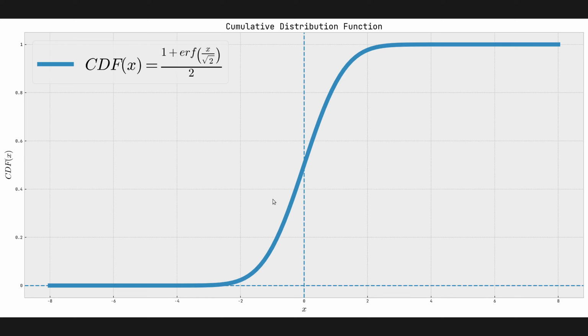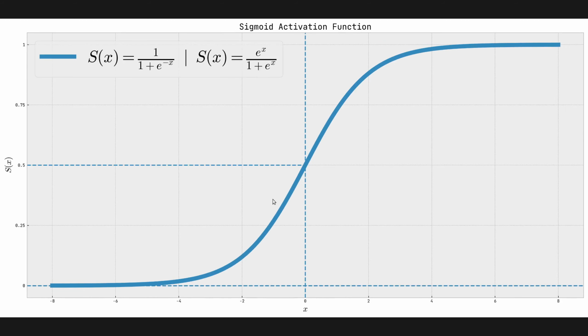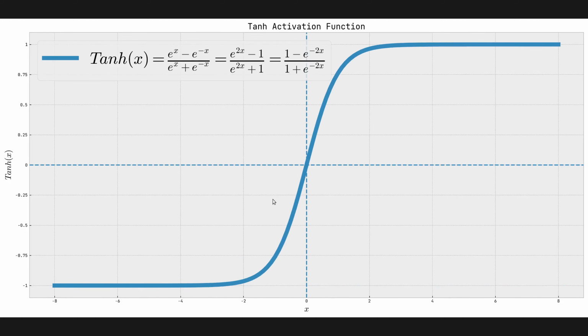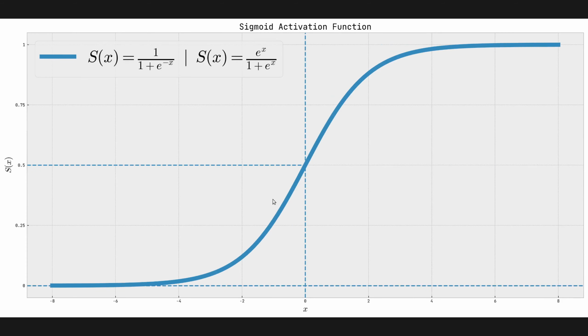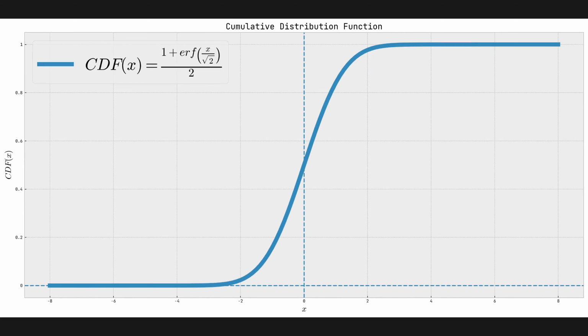But again, not necessary. Tanh, sigmoid, and CDF share a lot of things, and a lot of the benefits that sigmoid provides, tanh also provides. For instance, both sigmoid and tanh introduce nonlinearity, and that's super cool because otherwise we would not be able to approximate nonlinear functions. CDF also, of course, introduces nonlinearity, but again, it's not usually used as an activation function.